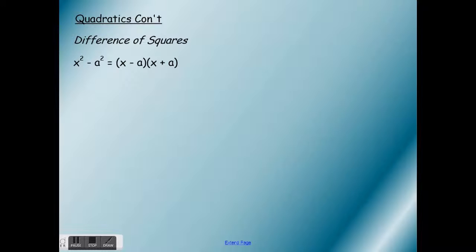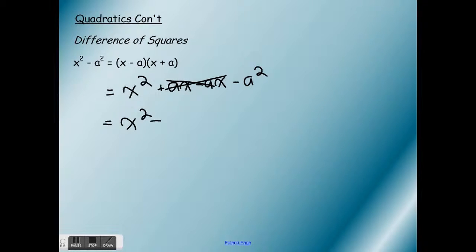Now I can show you why that works by taking this here and expanding it. So if I expand this, I get x times x, which again is x squared, x times a positive a, so that's plus ax, then I have negative a times x, which is minus ax, and then negative a times a, which is minus a squared. But when I have plus ax minus ax, those cancel each other out. So all I'm left with is x squared minus a squared.